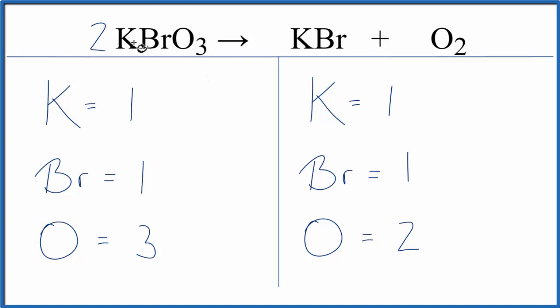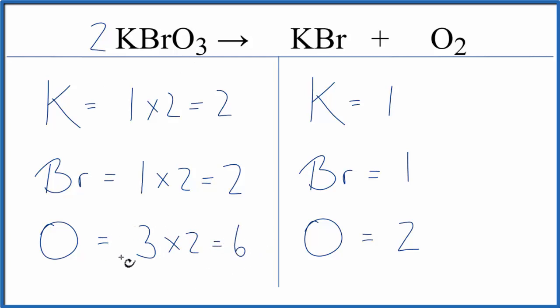And this 2 applies to everything here. So I have 1 potassium times 2. It gives me 2 potassiums, 1 bromine times the 2. That gives me 2 bromines, and then the oxygens, 3 times 2. That'll give me 6 oxygens.